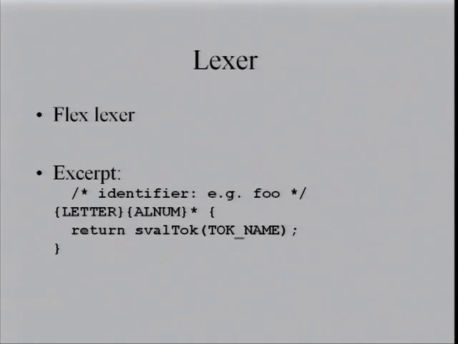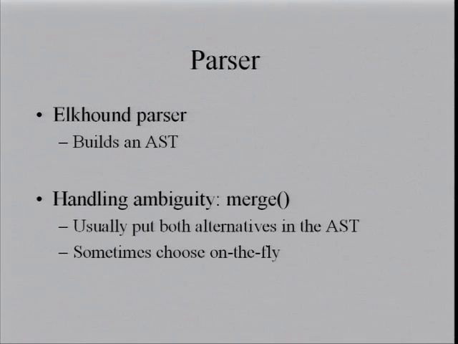So the lexer is just a straightforward flex lexer. This is just written, you're probably very familiar with this. You just have a notation for writing a regular expression and then classify the tokens accordingly. The parser is based on Elkhound. Its merge resolves ambiguities in some cases directly during parsing, like with the unparenthesized angle bracket thing, and otherwise it waits until type checking.